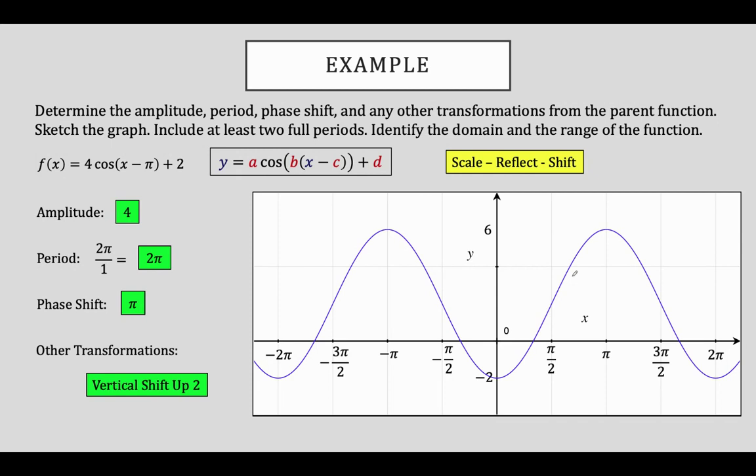Well, as we have said, the domain of every single sine and cosine function is always going to be all real numbers. And the range of our function, well, our lowest y value is -2. Our greatest y value is 6. Therefore, our range is -2 to 6, being closed intervals, brackets on the outside, because those endpoints are included.